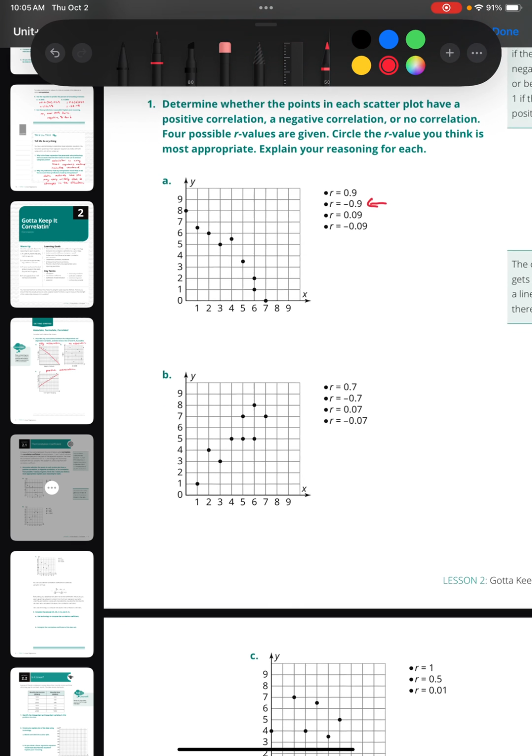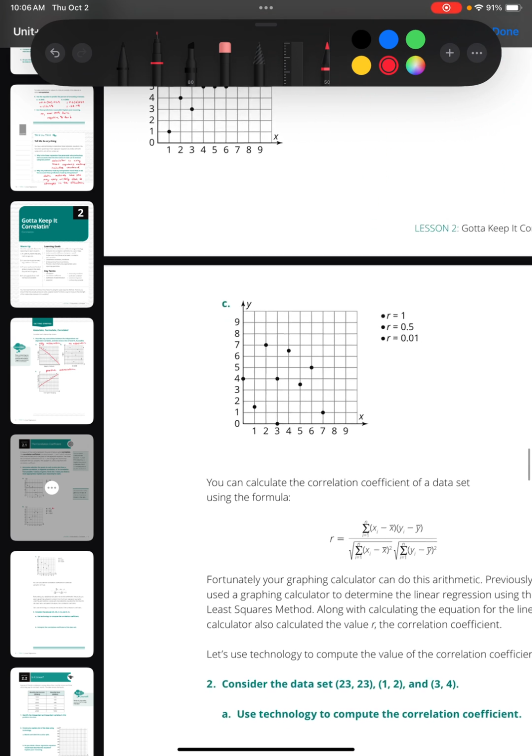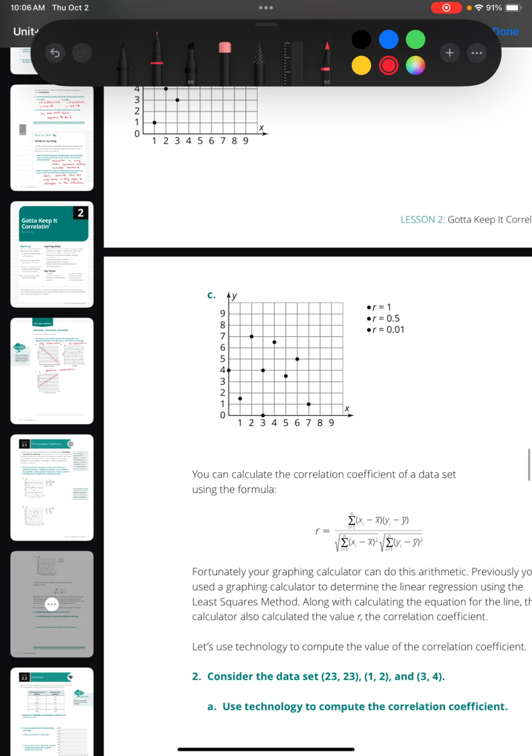Okay, on B, I see a pretty obvious positive correlation. It's pretty easy to look at that and recognize that it is positive, increasing, going up. So we're looking closer to +1, which I would say would be 0.7. And then for C, doesn't look like I can see any obvious association there, increasing or decreasing. So I would look for a correlation coefficient closer to 0. So that would be something like 0.01.